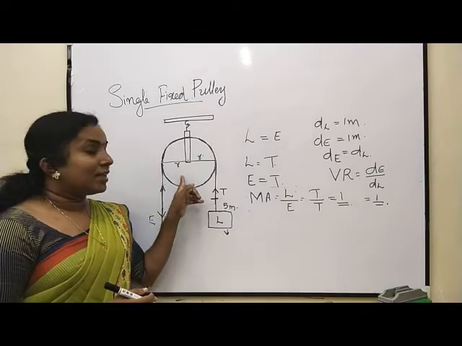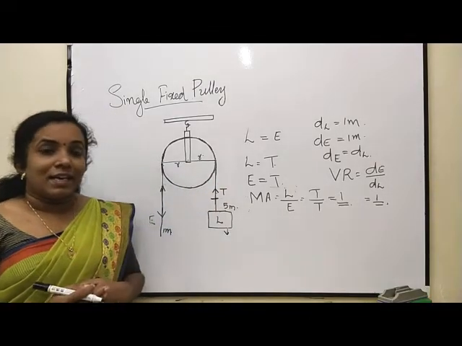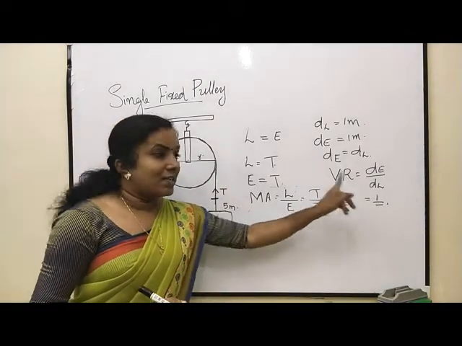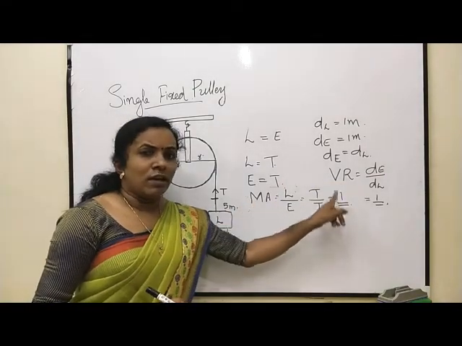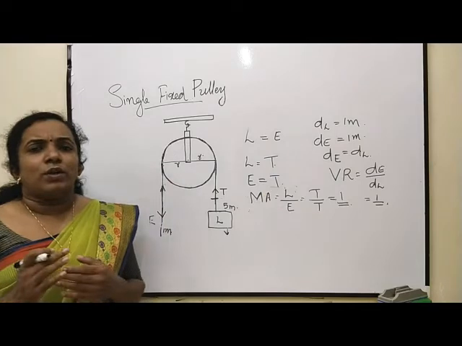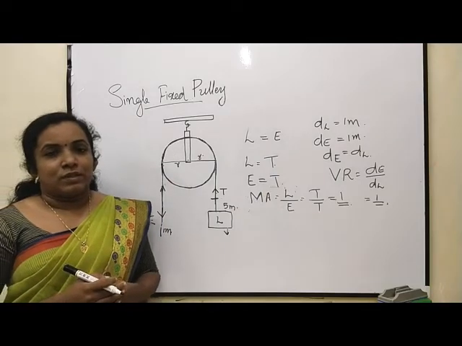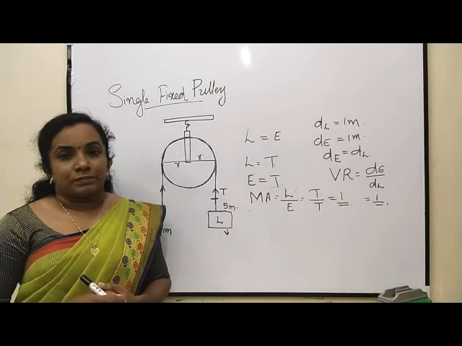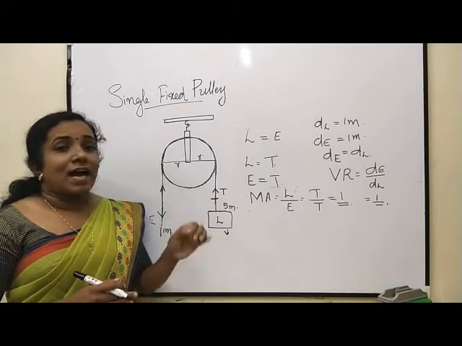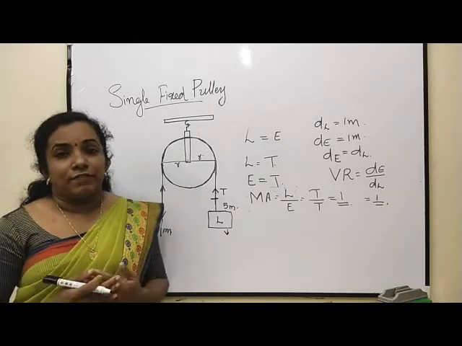So we are considering the ideal case. In ideal case, mechanical advantage is equal to velocity ratio. So if mechanical advantage is equal to 1, velocity ratio must be equal to 1. So this is about the single fixed pulley. And this is the ideal condition of single fixed pulley.